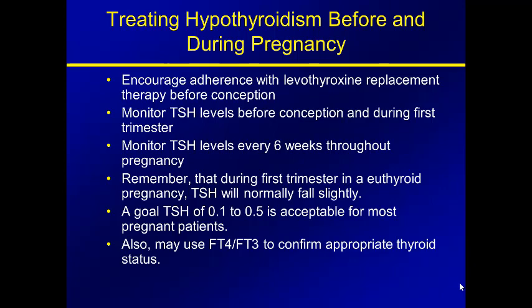Therefore, treat before conception, 3 months minimum. Monitor TSH before conception and during the first trimester. Also monitor the TSH level every 6 weeks throughout pregnancy. We should remember that during the first trimester of a euthyroid pregnancy, TSH will normally fall slightly. So a goal of TSH 0.1 to 0.5, a low level, is acceptable. But here is a very, very important clinical tip for you.